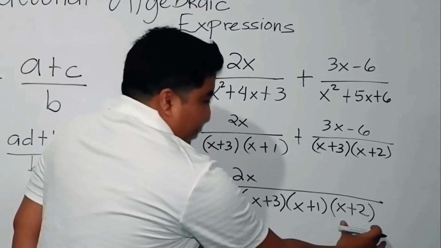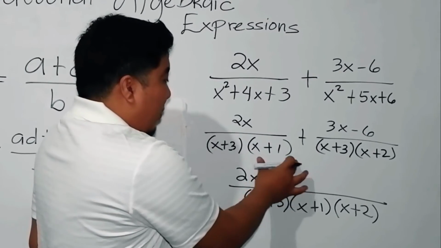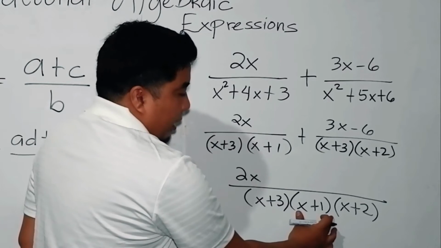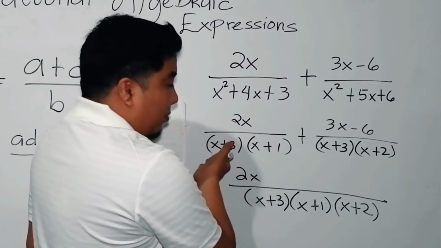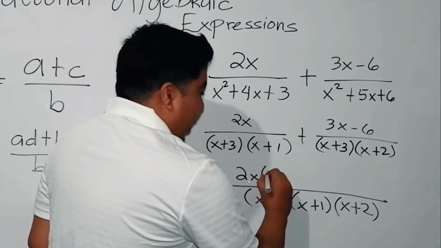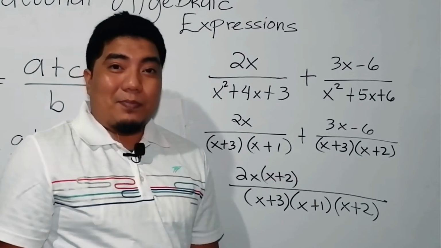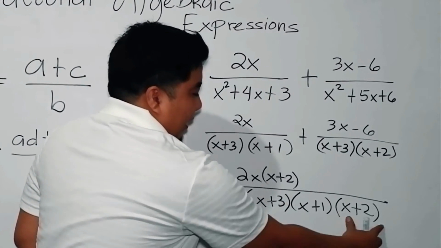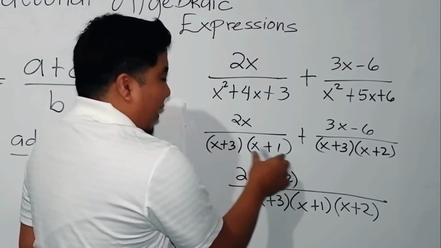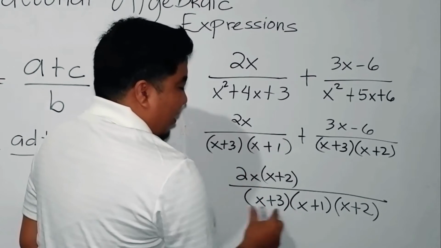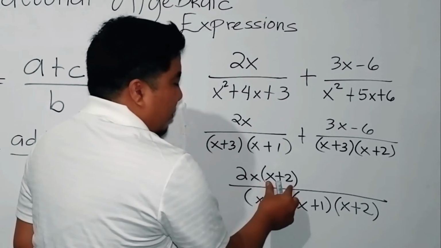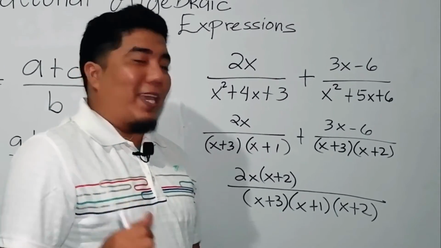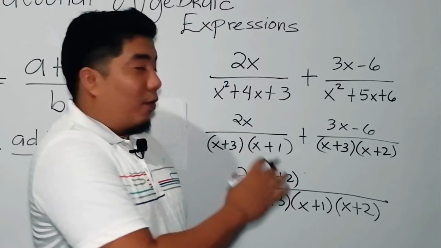Okay? Now, if these three factors will be divided by these two factors, so that is x plus 3 and x plus 1, x plus 3 and x plus 1, that will cancel them out, alright, leaving you x plus 2. I will repeat. If you have three factors, these three factors will be divided by these two factors. This will be cancelled, right? Leaving you x plus 2. And that x plus 2 will then be multiplied by your numerator. Okay? So now you have the equivalent fraction for this one.